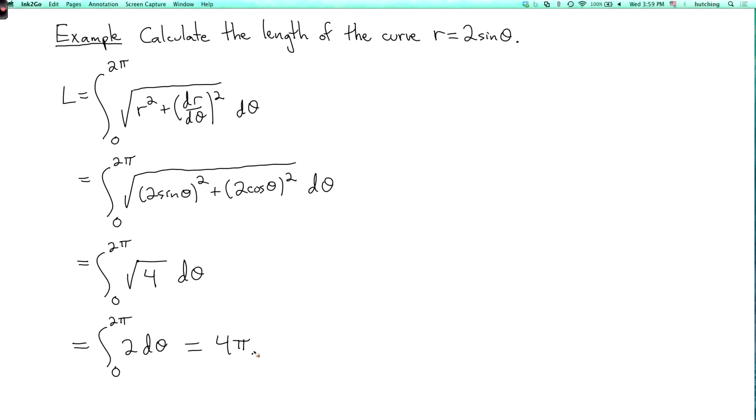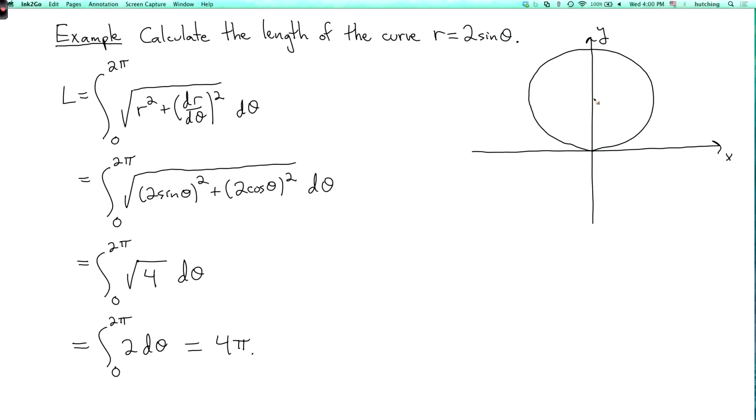Okay, is that correct? Well, let's look at the curve. What does this curve look like? So you'll recall that we sketched this curve, and in the process of sketching this curve, we converted it to Cartesian coordinates and discovered that it is a circle of radius 1 centered at the point (0, 1). Now, being a circle of radius 1, its length is 2 pi. But in this integral, I got 4 pi.